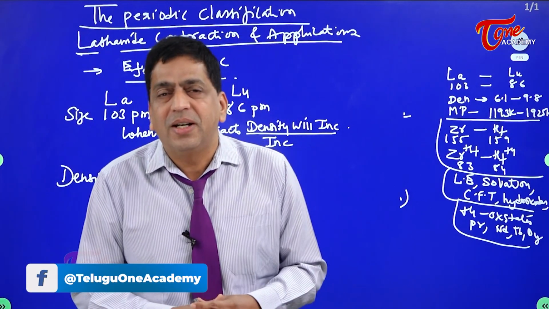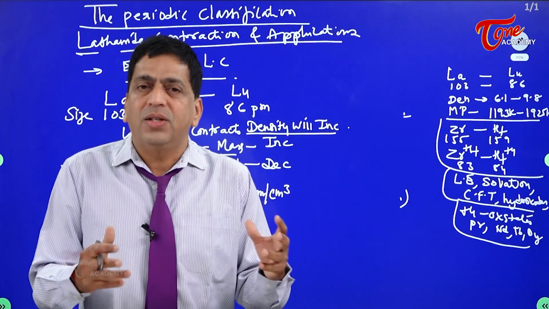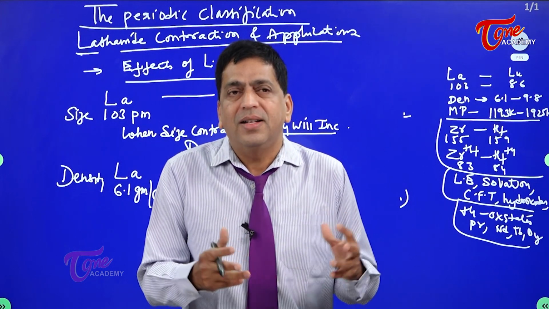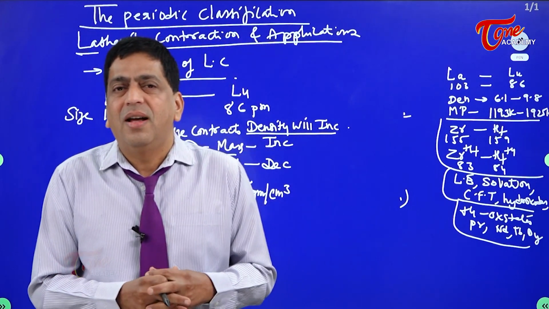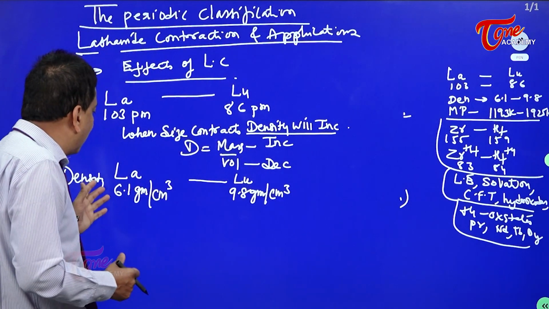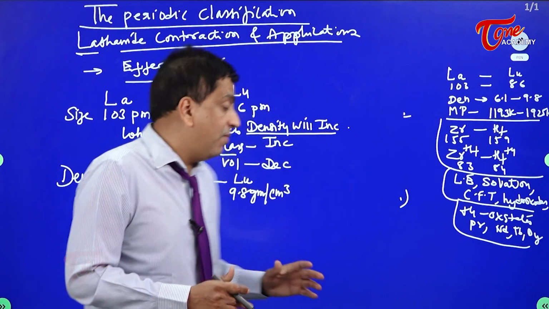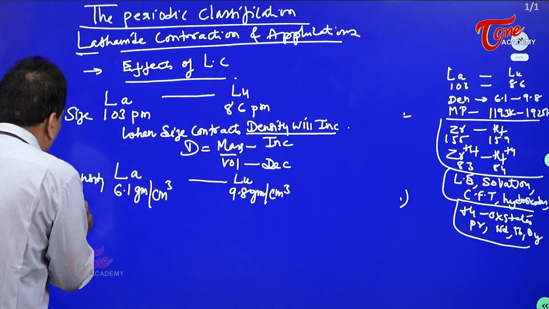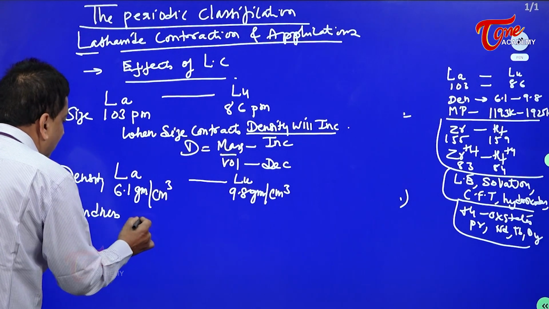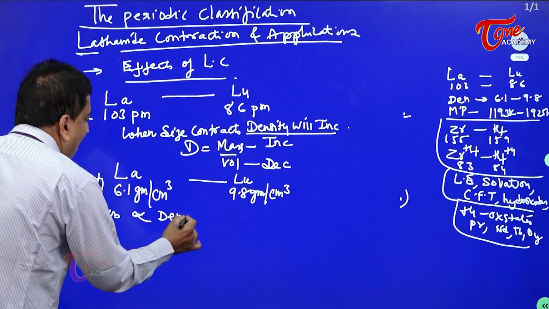And also remember in chemistry, the hardness of a substance is a function of density. So you can expect the hardness increasing from lanthanum to lutetium. You should understand that. If I write the hardness trend for you, the hardness is also directly proportional to density.